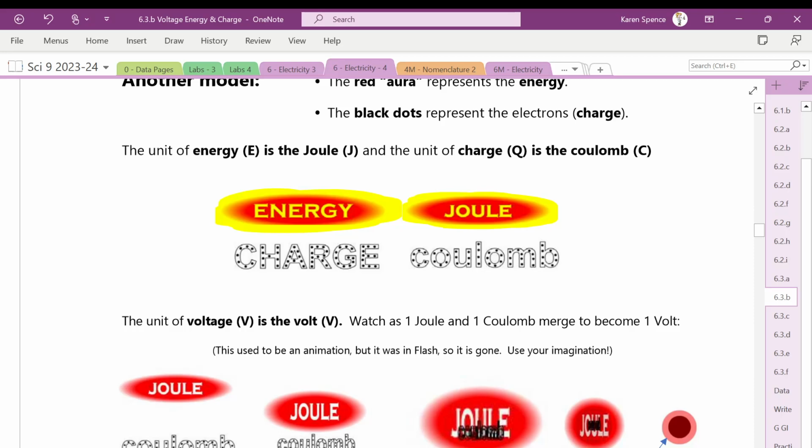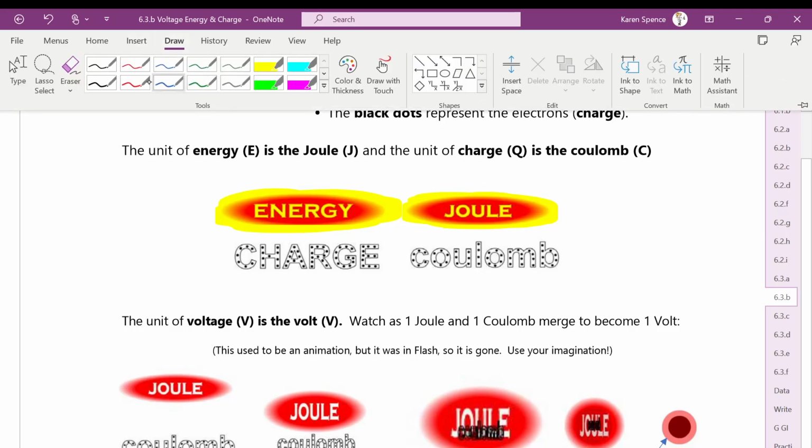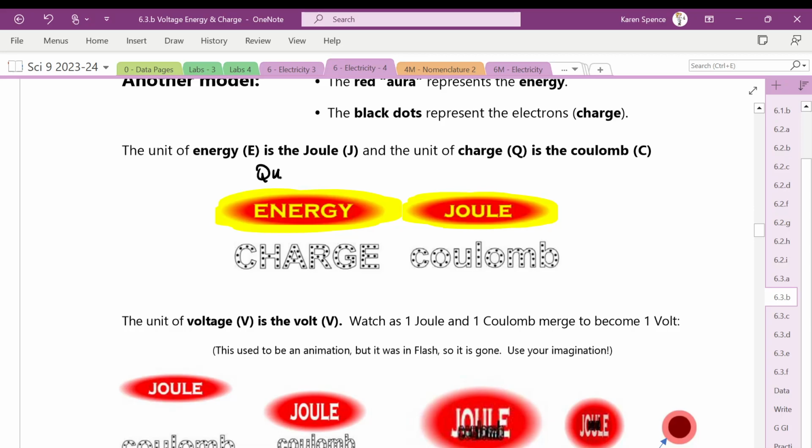So we have this energy cloud, which we can call the aura. This is our quantity here: energy, and its unit is the joule. We have charge, which is the quantity, and its unit is the coulomb.